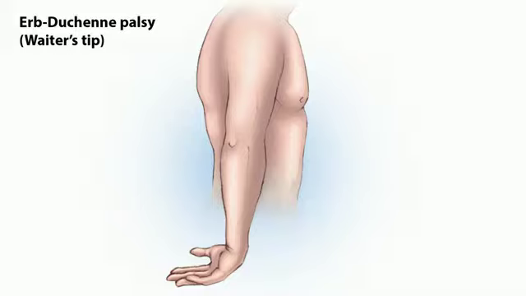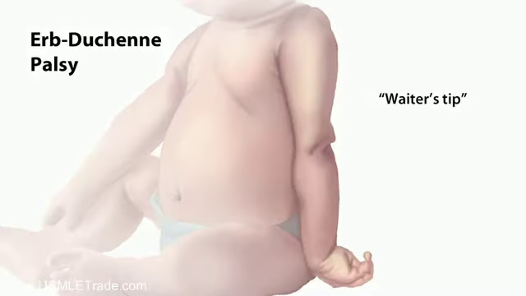So it looks like a waiter asking for a tip, kind of behind his back in maybe kind of a subtle way, asking for money. Now, usually these infants will regain full function if there's only bruising or stretching of nerves, and this is especially during dystocia is what I'm talking about here. If there's complete tearing, then sometimes the symptoms are going to be permanent.